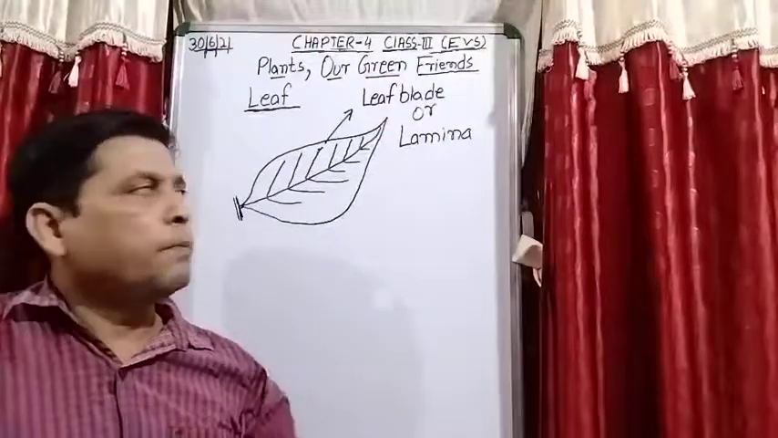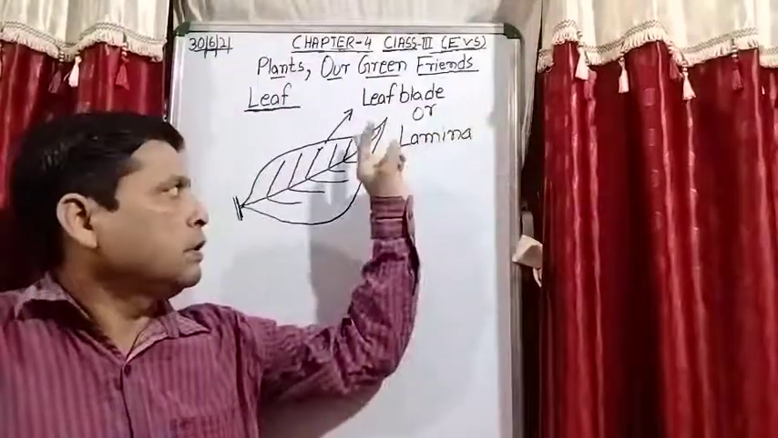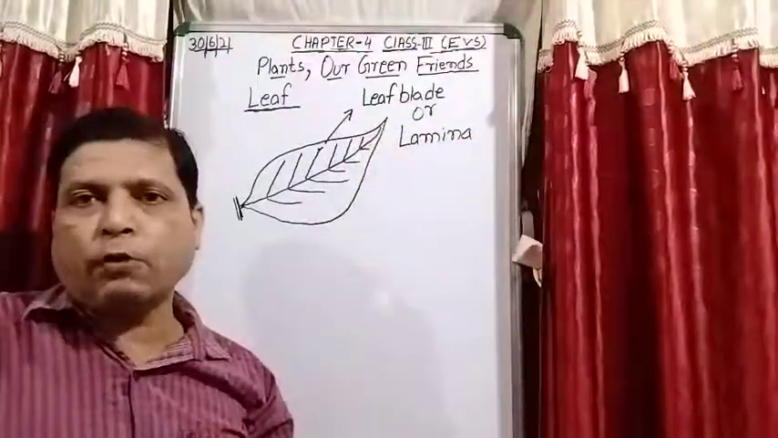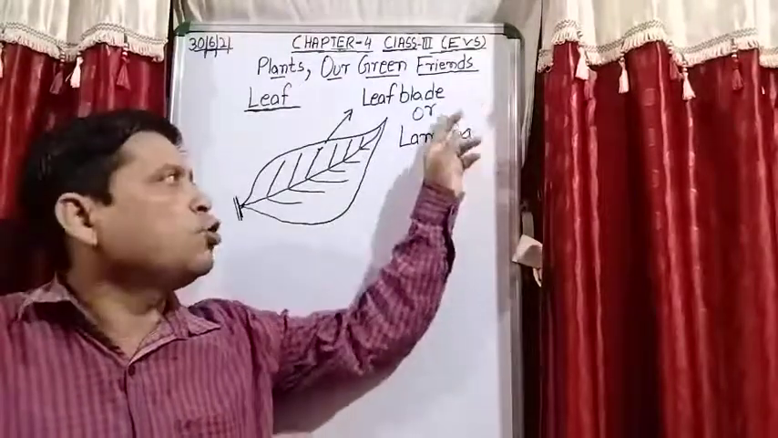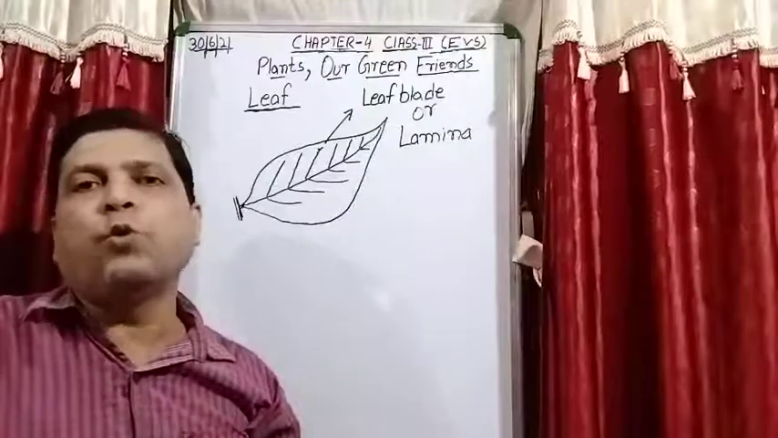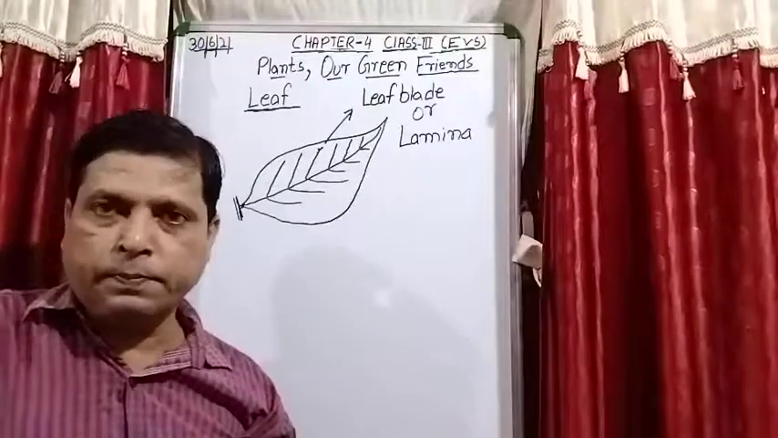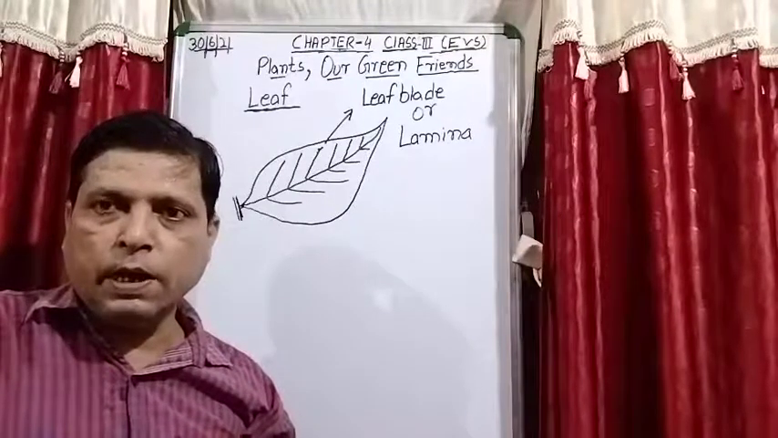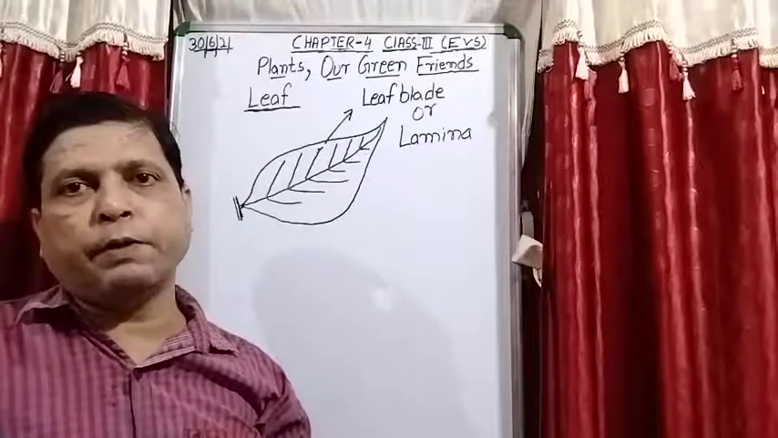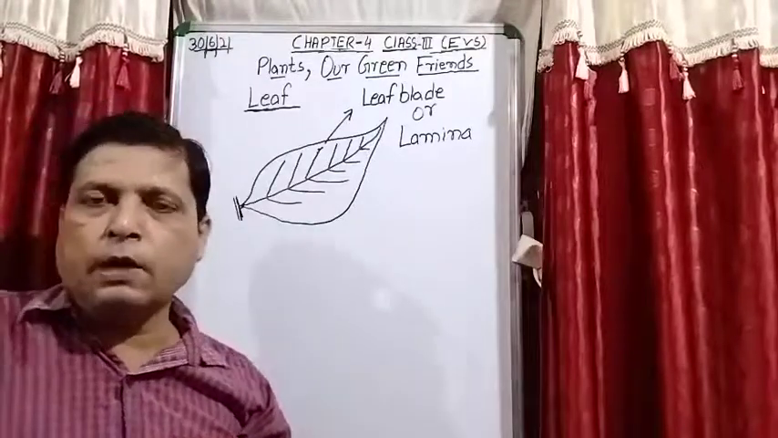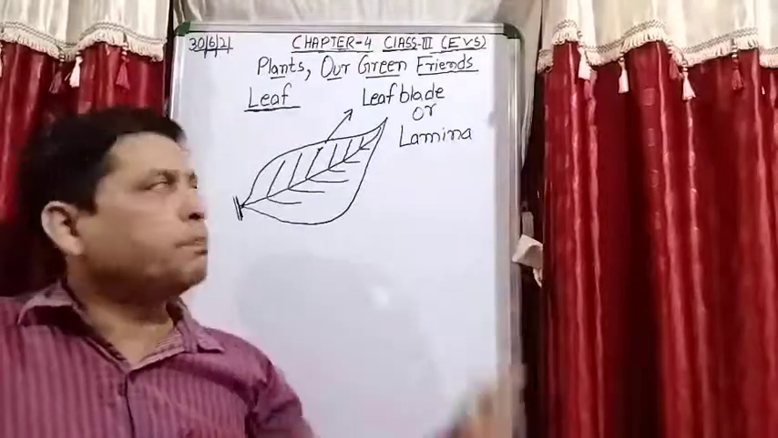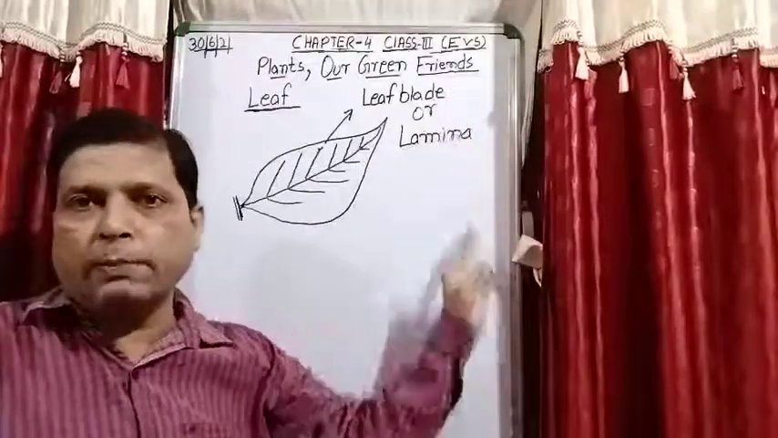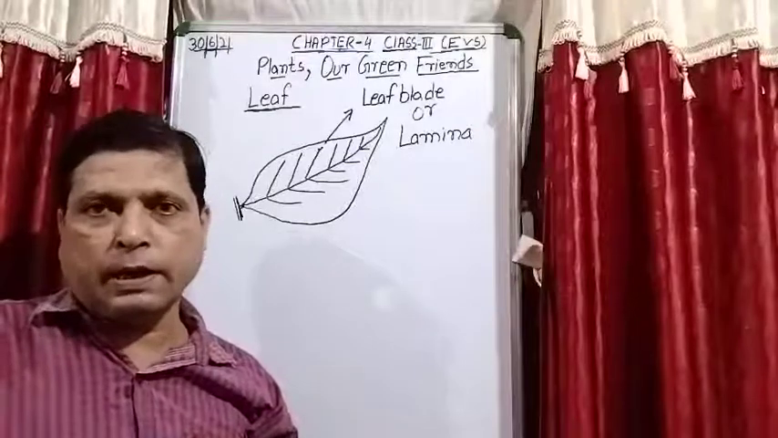So students, this thin flat broad part of the leaf, you can say it as a leaf blade, or you can say it as a lamina also. Both the things are right. Is it clear? Both the things are right. Whether it is given leaf blade, then also this is a true statement, or whether it is given lamina in place of a leaf blade, if you write lamina, then also this is right.